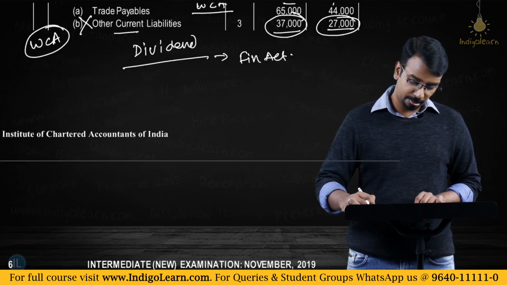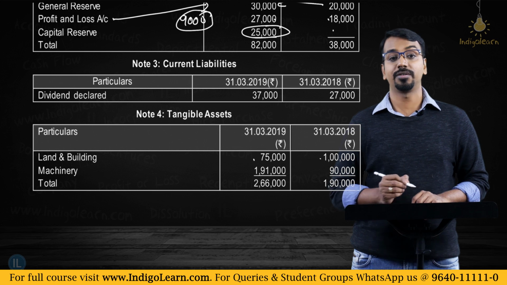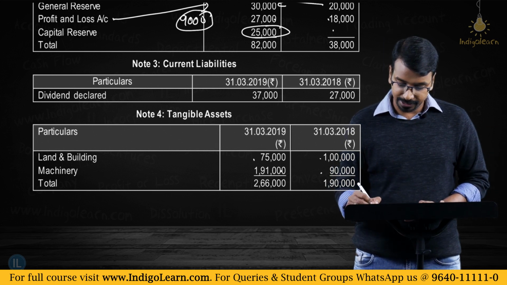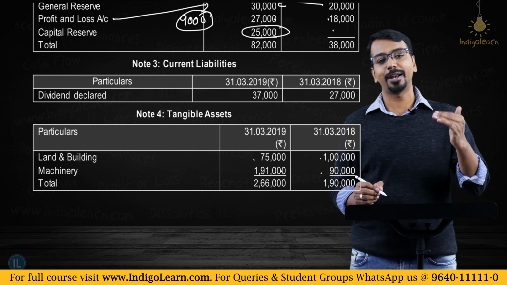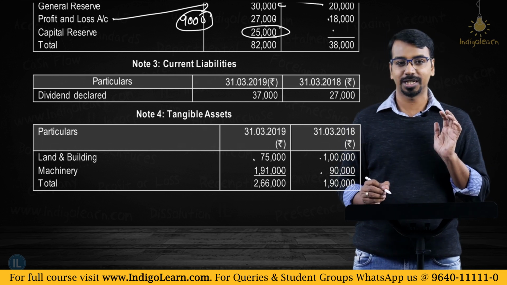Now once it is a part of financing activity, you will not consider this for your working capital adjustments, right? Then you have tangible assets from 1 lakh, land and building has come down to 75,000. We have to see why that has happened. Then machinery from 90 it has gone to 191. For this we will prepare two ledger statements and figure out what is the impact on the cash flow statement.